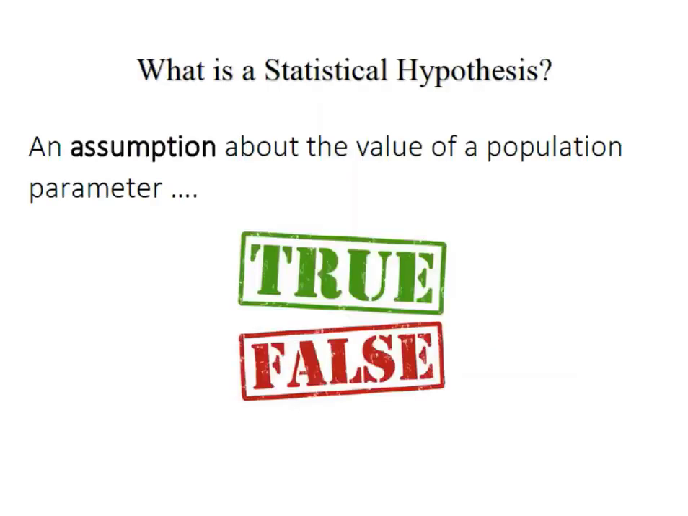So, exactly what is a statistical hypothesis anyway? Well, it's simply an assumption about the value of a population parameter. So it's an assumption about the value of the mean, the variance, the standard deviation, the population proportion. But the key is that this assumption about the value can be true or it could be false.